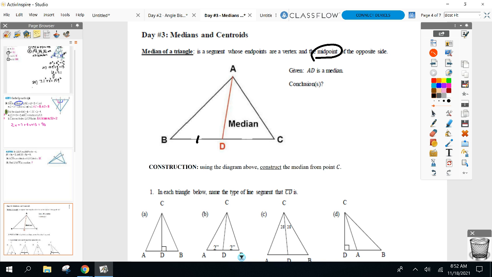Darn right, BD is congruent to DC. Because what do you know about point D, Matt? D is a midpoint if a median is drawn. Yep, so we know BD is congruent to DC. And if you want to write underneath it too, D is a midpoint. That's how we got there.